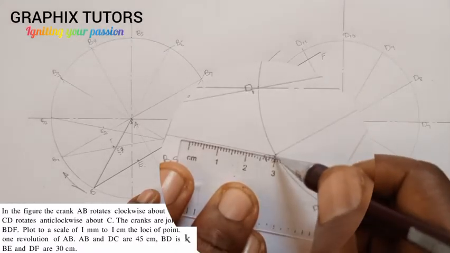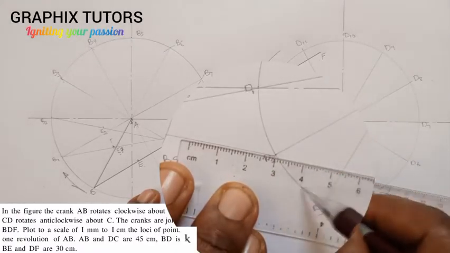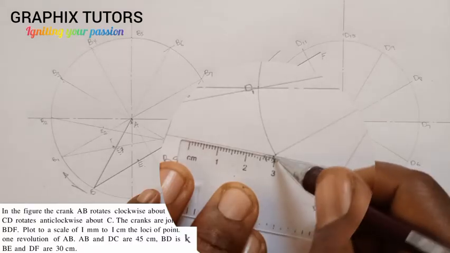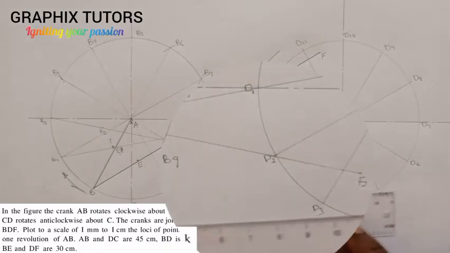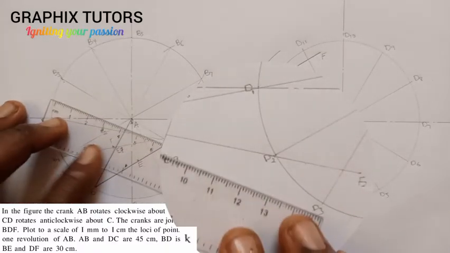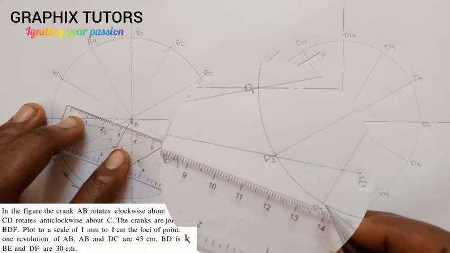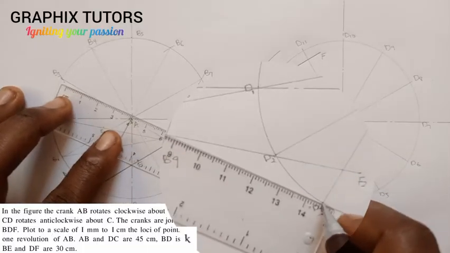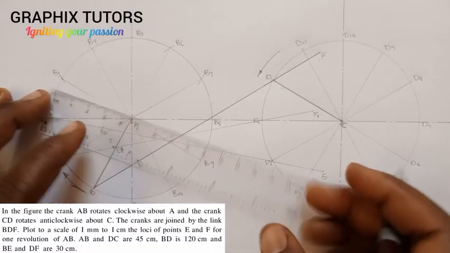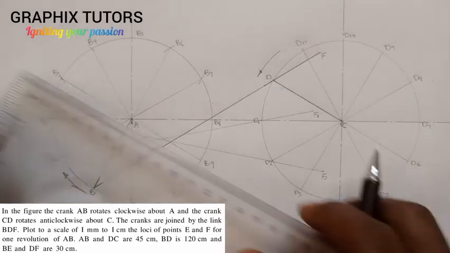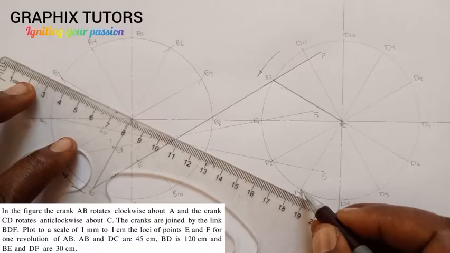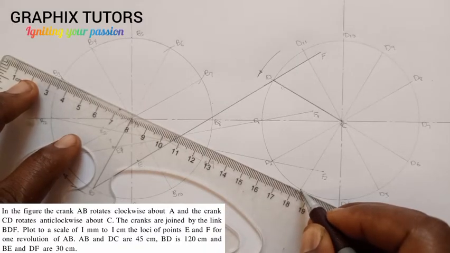If I come here, this is 10, this is 0, 10, 20, 30. Extend it. Then I'll be having my F2 at this point. Similarly, I'll connect B3 to D3. Right? Let me use a longer rule. So D3 to B3.